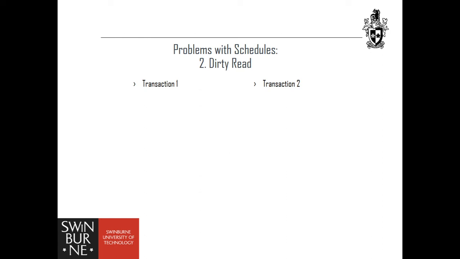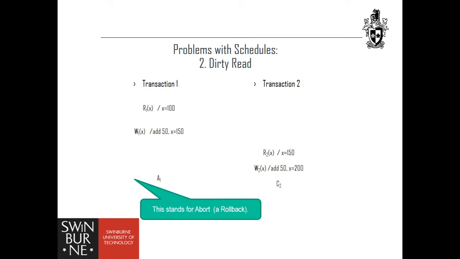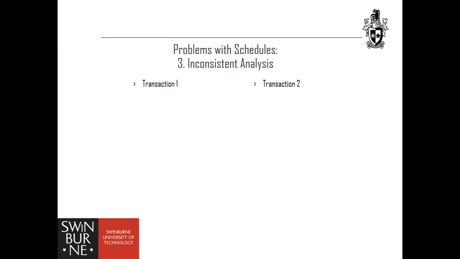In this example, T1 reads a value X in the database, then adds 50 to the value. T2 reads the value before it is committed. If T1 then aborts and rolls back the change, the value read by T2 never existed. This is particularly serious when other operations are based on the incorrect value, as happened here. W2(X) updates the value based on the incorrect initial amount.